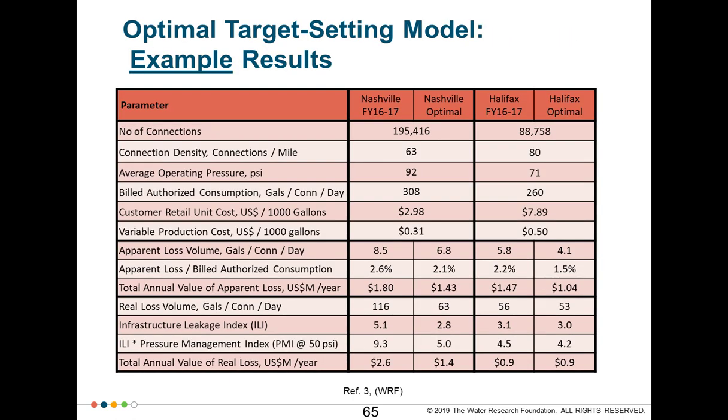This is an example of applying that method to two of our participating utilities, Nashville and Halifax. I've got to watch my time here, so I'm going to move quickly. But if you look at real loss, Halifax, which is well known for a very robust program, about 2/3 of the way down on the right, the real loss volume currently at 56, optimal at 53. So that's close enough. It's within the error band of the model. But Nashville clearly has some reduction that it could benefit from and would pay for itself.